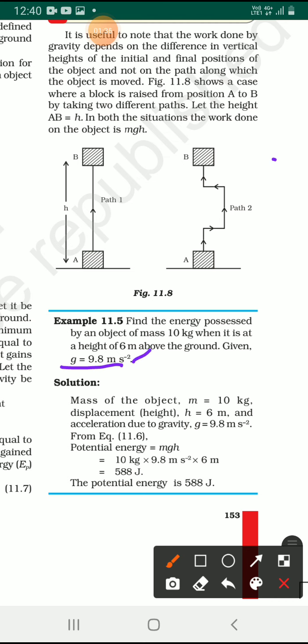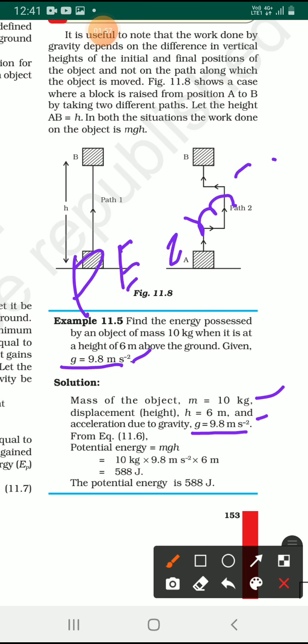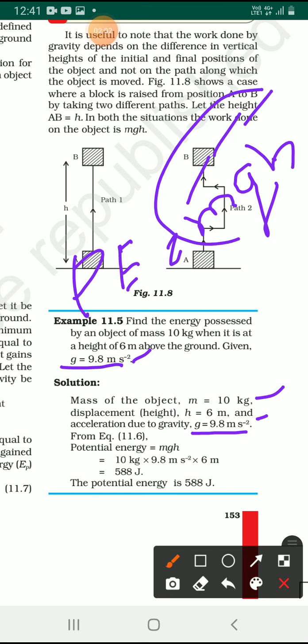In physics we first write what is given. Mass is given, 10 kg, and height is also given. Height is measured in meters, so height is 6 meters. Gravitation is also given, 9.8 meter per second square. The formula we know is PE is equal to mgh, where m is mass, g is gravitation, h is height. All three are given here, so we just multiply and put the unit as joule. Very simple. Look here.